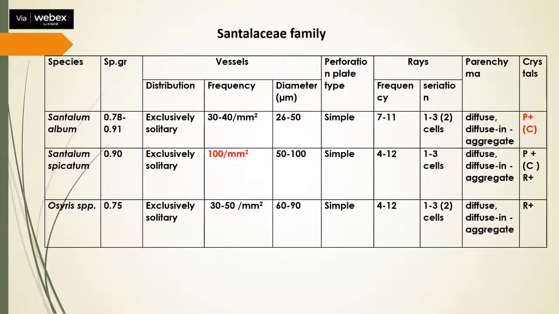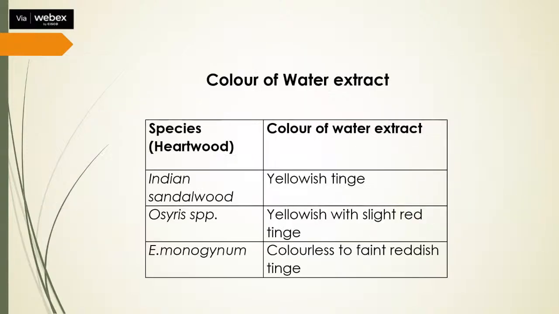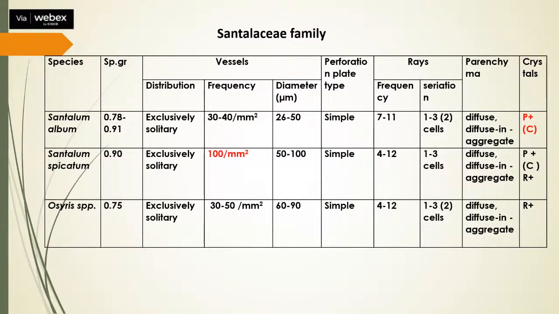the frequency of vessels per mm square for Santalum album and Osyris species is almost similar, but in the case of Santalum spicatum, in one of the papers I found that the vessel frequency is around 100. The diameter is also similar, except that in Santalum spicatum it is 50 to 100. But in Santalum album and Osyris, a lot of variation is there, because it depends on where the sample is taken, whether near the pith or near the periphery; the vessel frequency and diameter vary. The perforation plates are simple in all three, and the frequency of vessels, rays and the seriation is also the same, except for the crystal location.